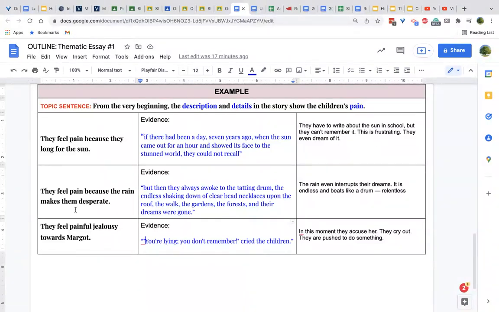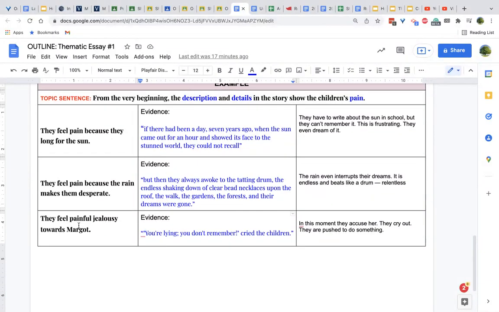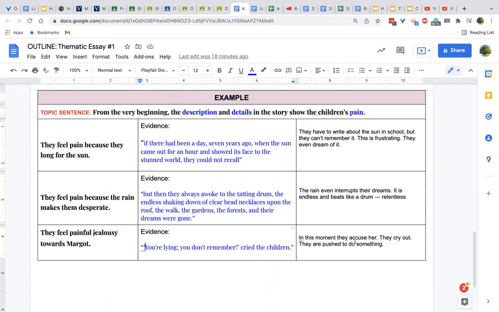Here they feel pain because the rain makes them desperate. That's another point I'll make in this paragraph. There's a quick quote. Here's a couple of quick thoughts that I have about this quotation from the story. Some things I can say about it when I write my essay. And then the last thing, they feel painful jealousy towards Margot. Here's a quotation, and again, a couple more points. So this is a full outline that can turn into a lot of good writing when I move to my document for drafting.